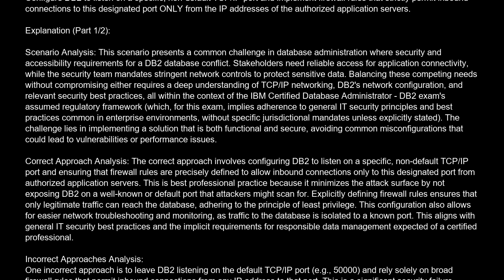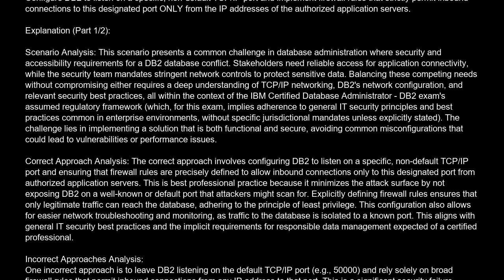this exam, implies adherence to general IT security principles and best practices common in enterprise environments, without specific jurisdictional mandates unless explicitly stated. The challenge lies in implementing a solution that is both functional and secure, avoiding common misconfigurations that could lead to vulnerabilities or performance issues. Correct approach analysis.